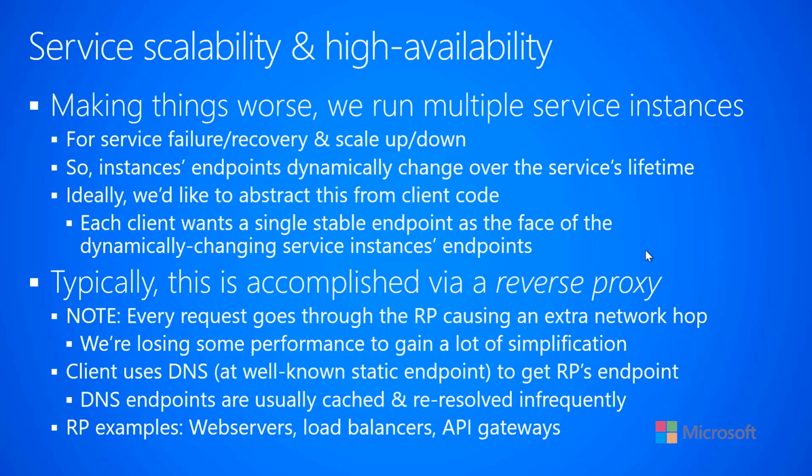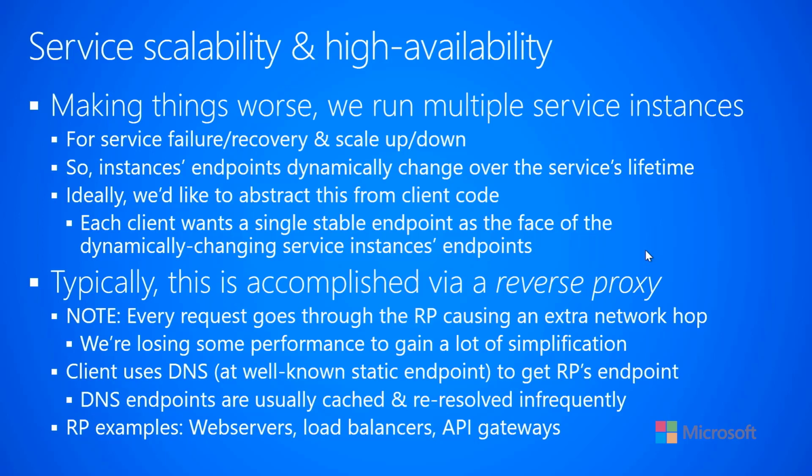But there is a downside to it. And the downside is that every network request now goes through the reverse proxy. And this causes an extra network hop. Right, so that's the trade-off, right? You're having a simpler programming model where you don't have to deal in your code with the failure as much. And the downside is the reverse proxy is dealing with that for you, but it's introducing an extra network hop into your communication, which can hurt performance a little bit. So we are losing some performance in order to gain a lot of simplification. And many developers find this trade-off to be very desirable, so they accept it into their life.